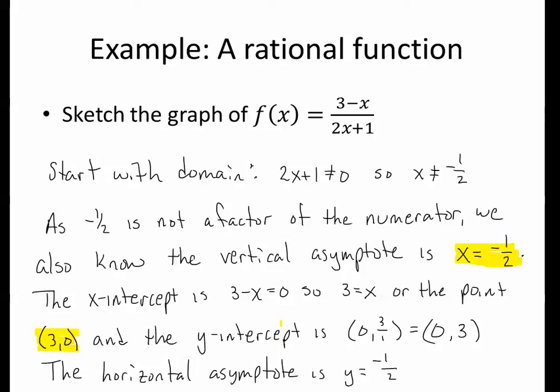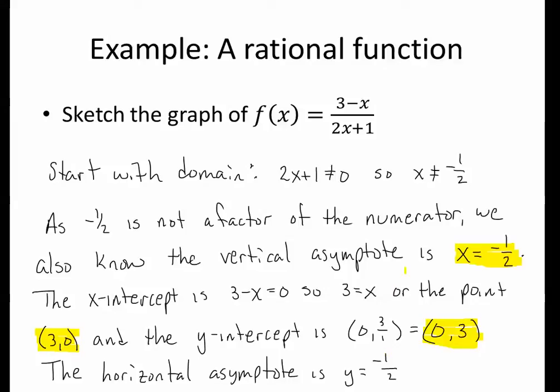The y-intercept is easiest to find. We make our x values equal to 0. And when our x values are 0, we're left with our constant terms, 3 over 1. So our y-intercept is (0, 3). So our intercepts are both at positive 3.